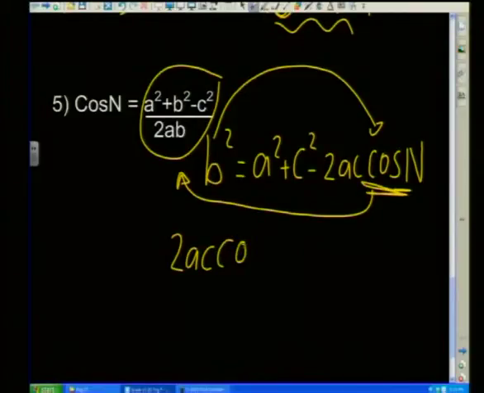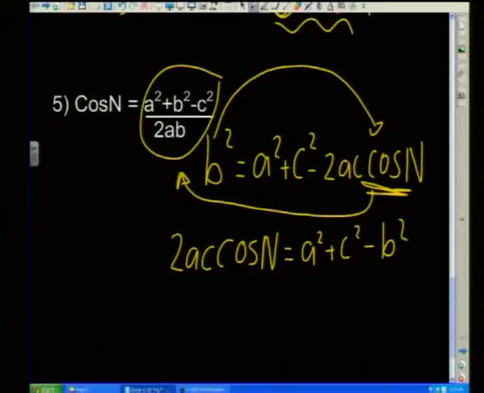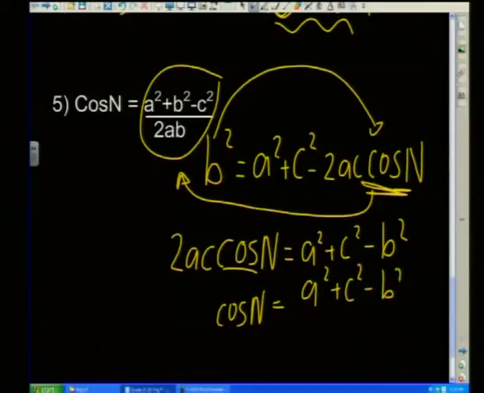Okay guys, all I'm doing is rearranging the subject of the formula. So it's 2AC cos of angle N is equal to A squared plus C squared minus B squared. All right, if I'm looking for cos of angle N, I divide 2AC out on both the left and the right hand sides. So I'll get cos of angle N is A squared plus C squared minus B squared all over 2AC.